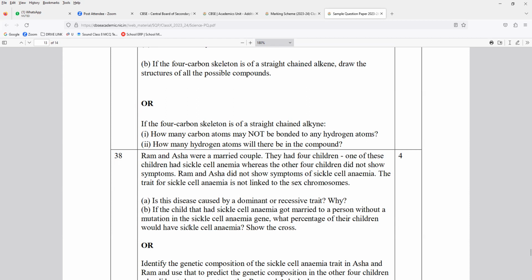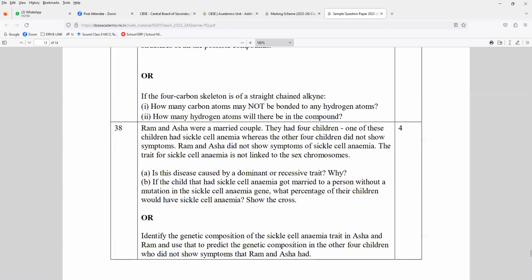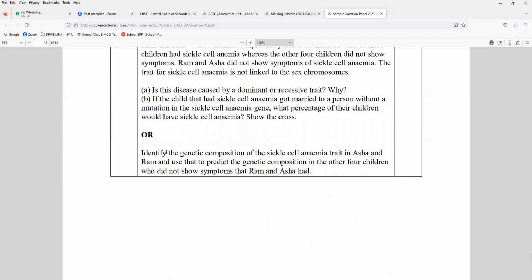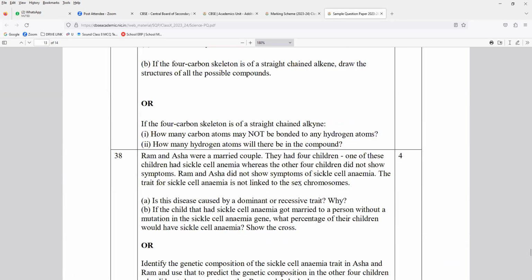Why? Next, if the child that had sickle cell anemia got married to a person without a mutation in the sickle cell anemia gene, what percentage of their children would have sickle cell anemia? Show the cross. So you can see how tough a question they are asking. Now, or else, identify the genetic composition of the sickle cell anemia trait in Asha and Ram and use that to predict the genetic composition in the other 4 children who did not show symptoms. So it is related to a disease.